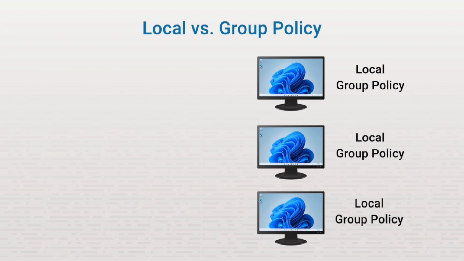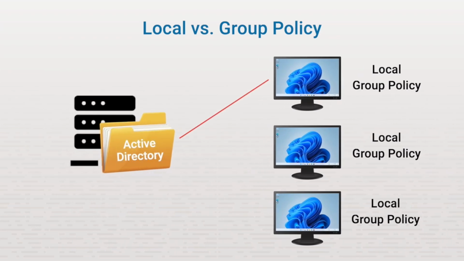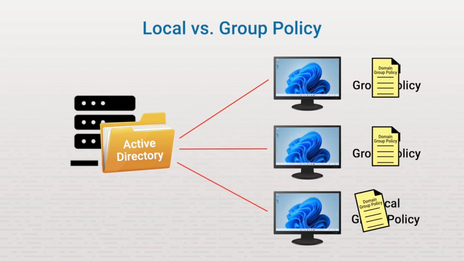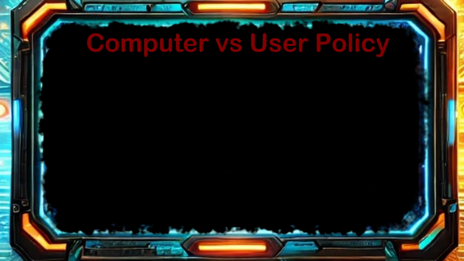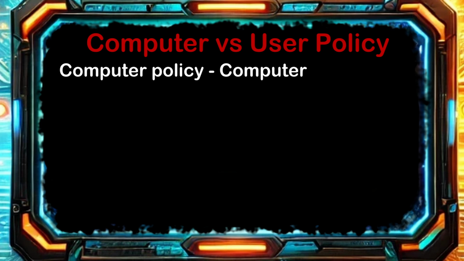But if your computers are joined to a domain, then both the domain group policy settings and the local group policy settings are applied. If the policies are different, the domain policy settings overrule the policy that was configured on the local system. Policies within a group policy object are divided into two categories: computer configuration settings and user configuration settings. A computer configuration policy is applied to the computer itself. This means that no matter who logs into the computer, the policies are applied.